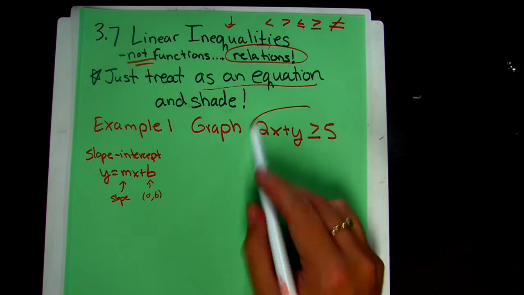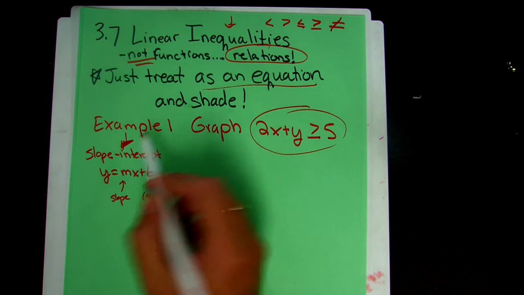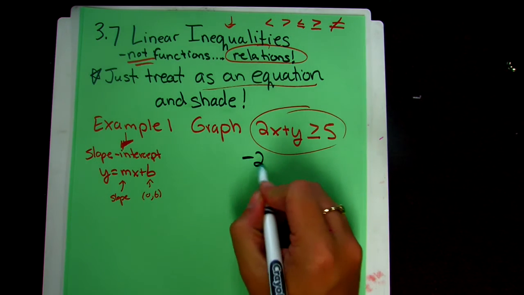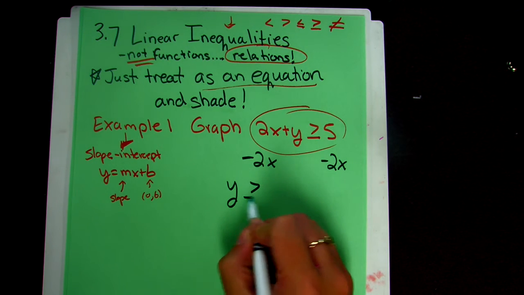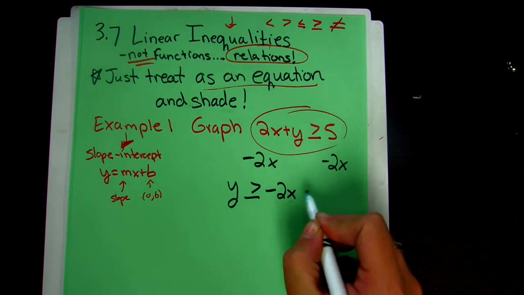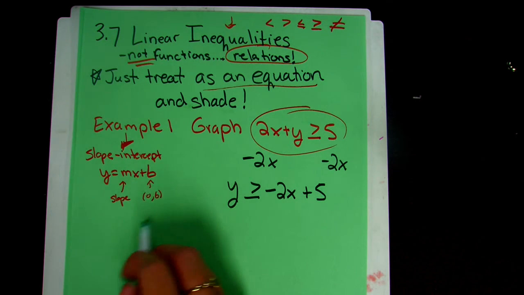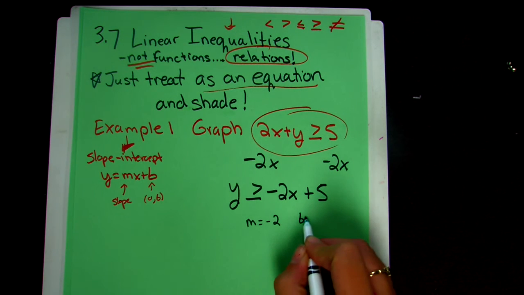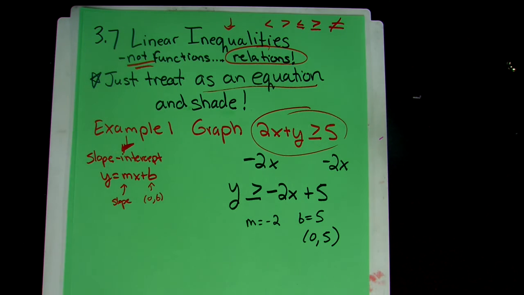So I want to take this equation and make it look like my slope-intercept formula. So I'm going to solve for y. I'm going to subtract 2x from both sides. So now I have y is greater than or equal to negative 2x plus 5. So now I have what looks like a slope-intercept form. So I have a slope of negative 2. My b value is 5, which means my y-intercept is at 0, 5, which means I can now graph this.